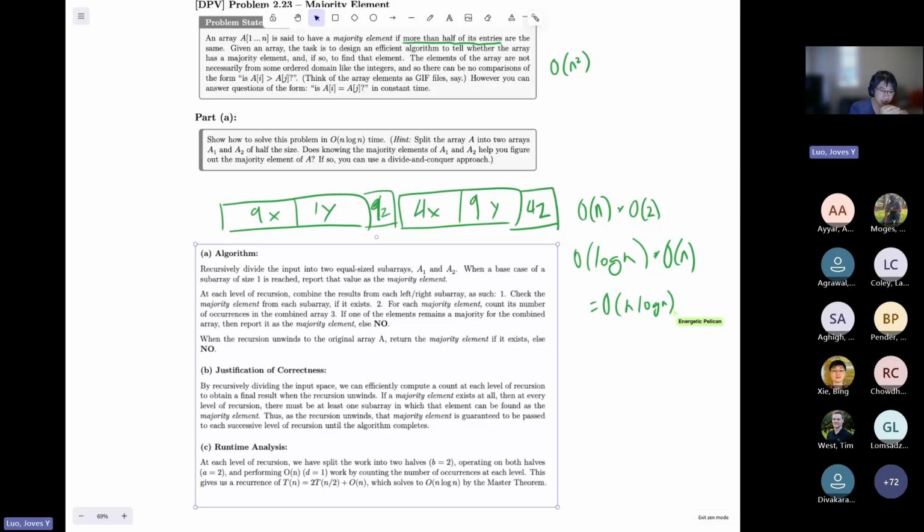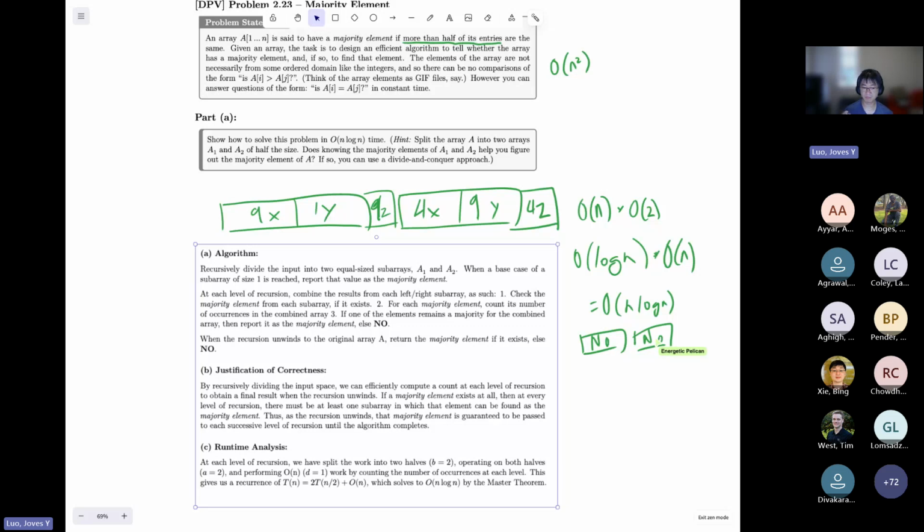Oh yeah, and so once you're done there, if one of the elements remains a majority for the combined array, then report it as a majority element. Else, no. Okay. So basically, you could potentially have subarrays that say, I have no majority element. So if I have no majority element, I have no candidates to present as a possible one to consider. Okay. So then when the recursion unwinds to the original array, return the majority element if it exists, else no. So anytime you compare against a no, if I have two subarrays and they both return no, then I have no majority element of the combined subarray.